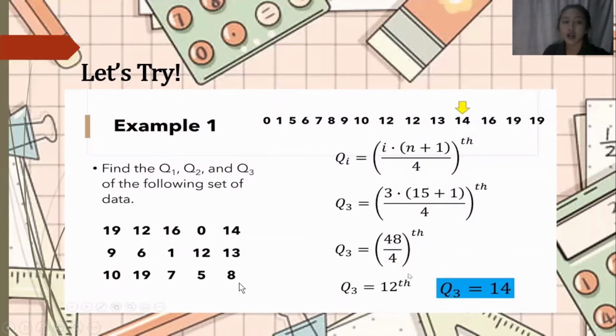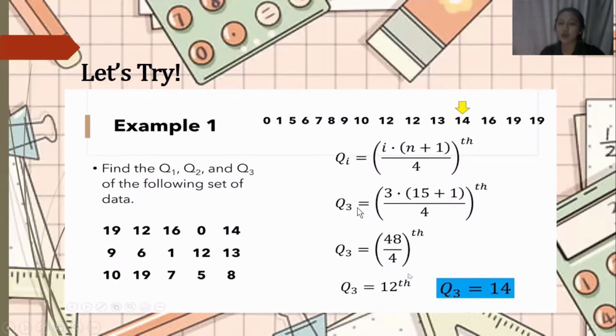So first thing that we should do is to arrange the given numbers from smallest to largest. So ito siya. Starts with 0, followed by 1, and then up to 19. Kung ano po ang lahat ng given, dapat po kasama po sila lahat doon sa i-arrange. Kahit na ulit-ulit yung 12, yung 19, still kasama siya. Ganun po tayo kapag ungrouped. Ito na po ang kanyang solution.